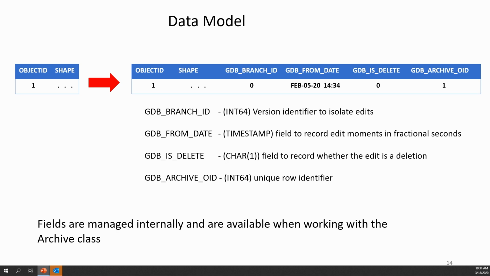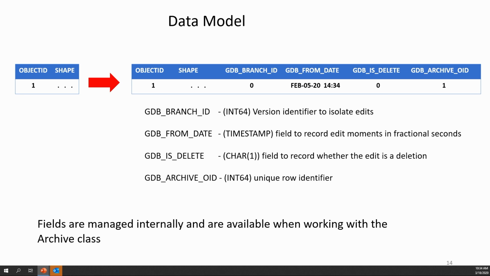Branch versioning is not new. Branch versioning has been around for several years. It comes from SQL Server's change tracking, which has been around for about 15 years. So the technology we're using is nothing new to Esri or any other database company.